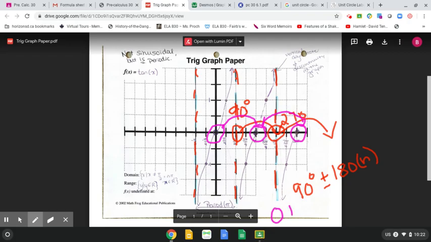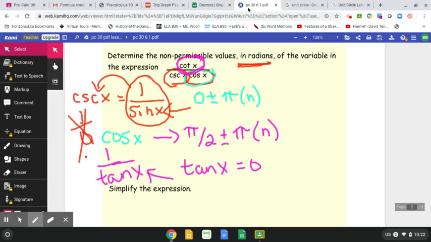And then what are you adding? Plus or minus, so this one is pi. So you're adding 180 degrees. We are in radians, so I'm going to use pi n. So that's what I write for my tan or cotangent.